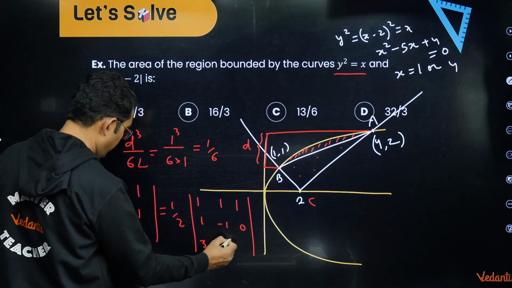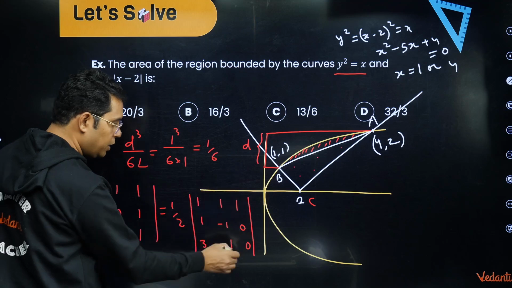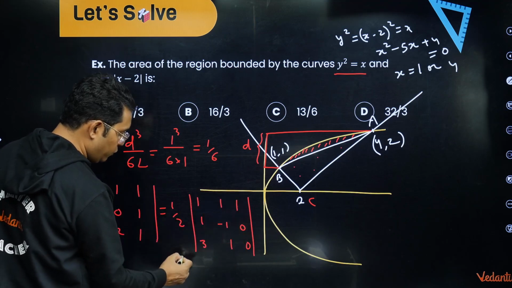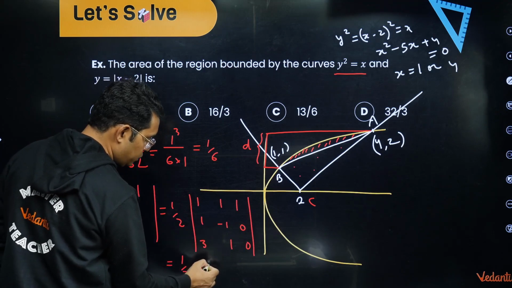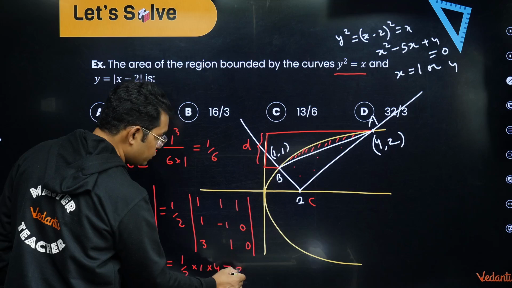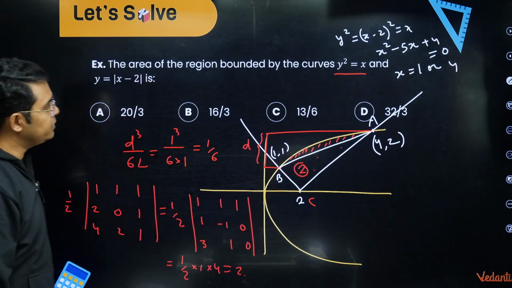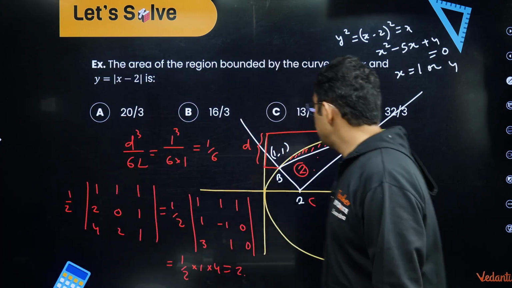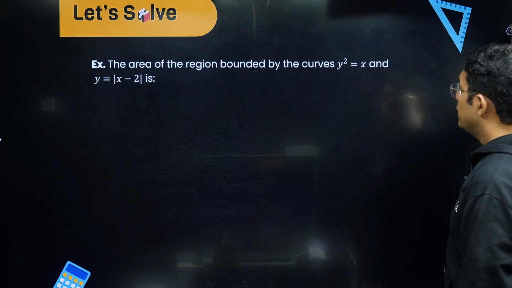This will be 3, 1, 0, and expanding along the third column, it will give you 1 upon 2 into this 1 into 1 plus 3, so 4. This area is 2. This area is 2. This area is 1 upon 6. Add them, we get the answer, that is 13 upon 6. So the answer of this question should be C.